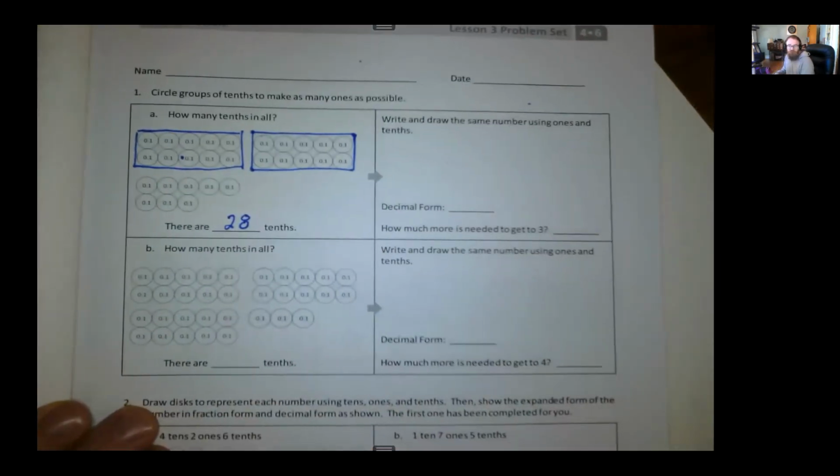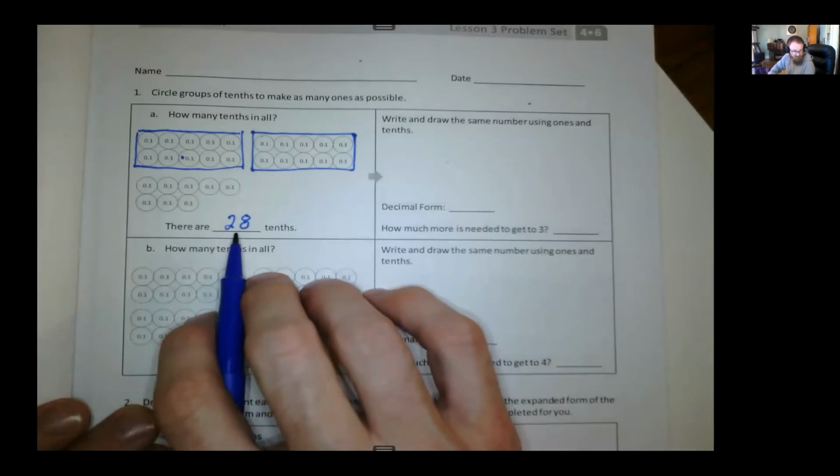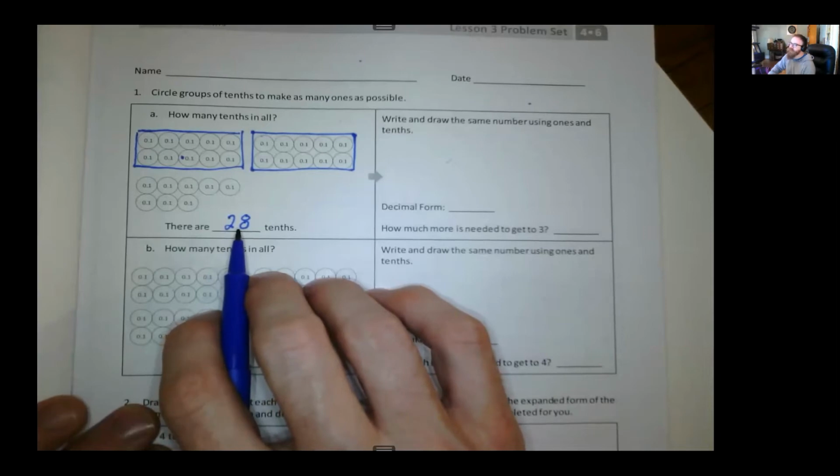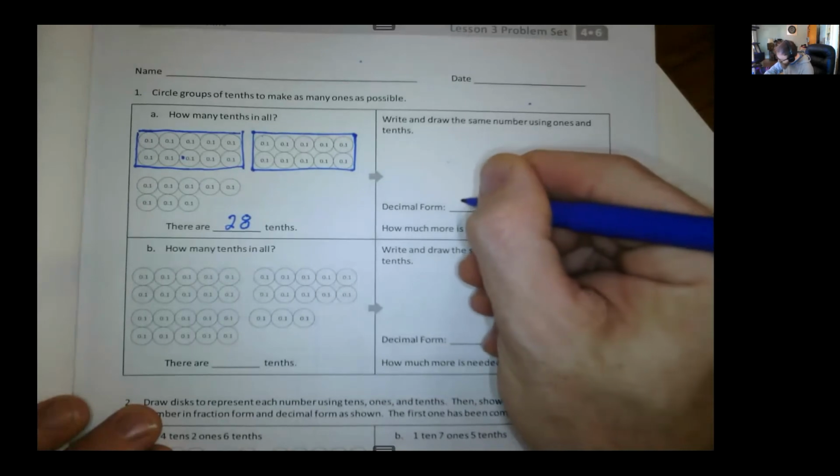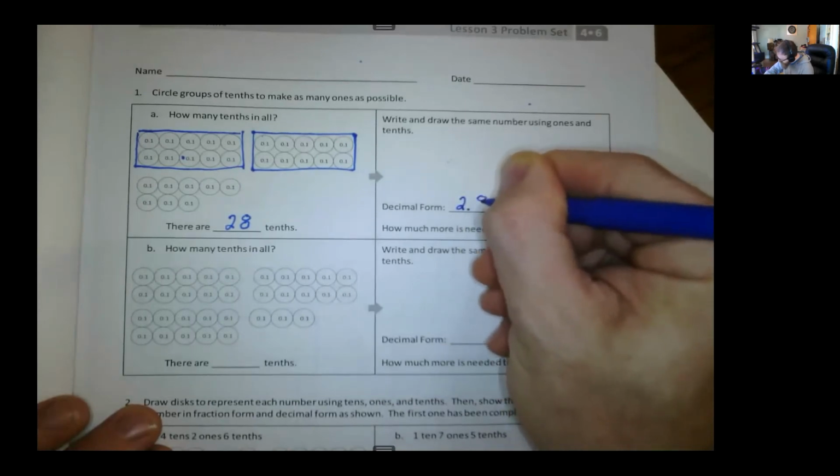Make sure that you're following along and your paper looks like mine. Page 17. There are 28 tenths. How can we write 28 tenths in decimal form? Remember that each group of 10 tenths equals one whole. How many groups of 10 are in 28? That's right. There's two groups of 10 in 28, right? So there are two wholes represented by 28 tenths. The decimal form is 2 and 8 tenths.